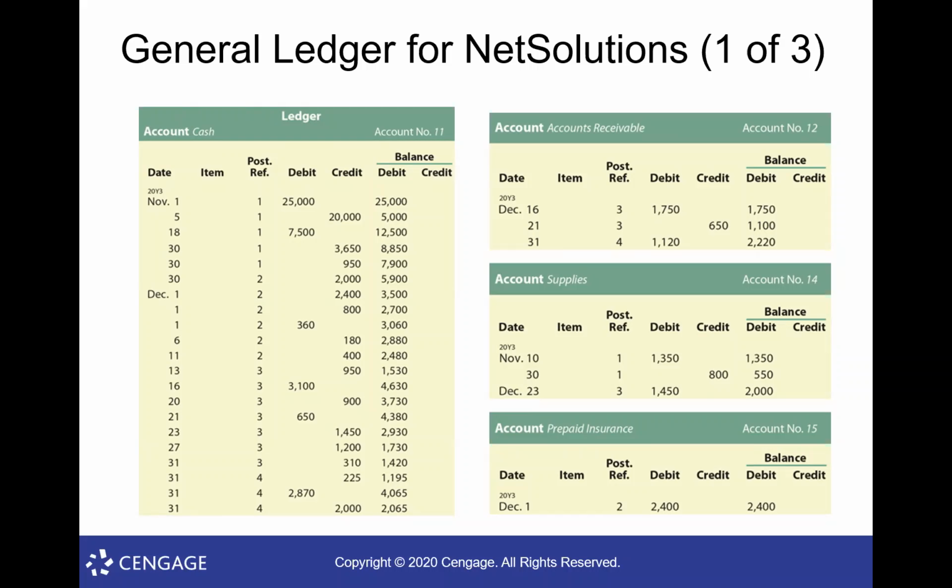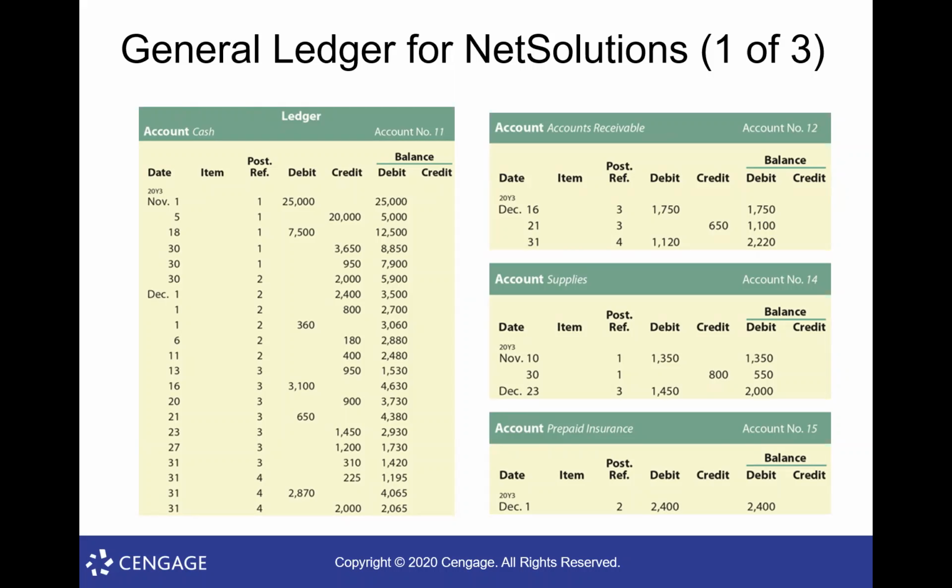So it has the date. Don't worry about post references that much. But it has whether there was a debit or a credit, and then it has the balance. So you can see when they debited 25,000, the new balance became 25,000. Then they credited 20,000. So the new balance of the account is a debit of 5,000. Does that make sense?